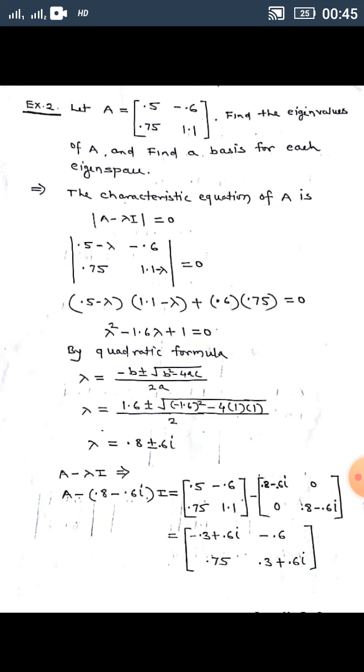This is a quadratic equation. First, a is 1, b is minus 1.6, c is 1. Substitute there. Lambda is equal to 1.6 plus minus under root 1.6 square minus 4 into 1 into 1, that is 4, and the whole simplification will give you lambda is equal to 0.8 plus minus 0.6i.